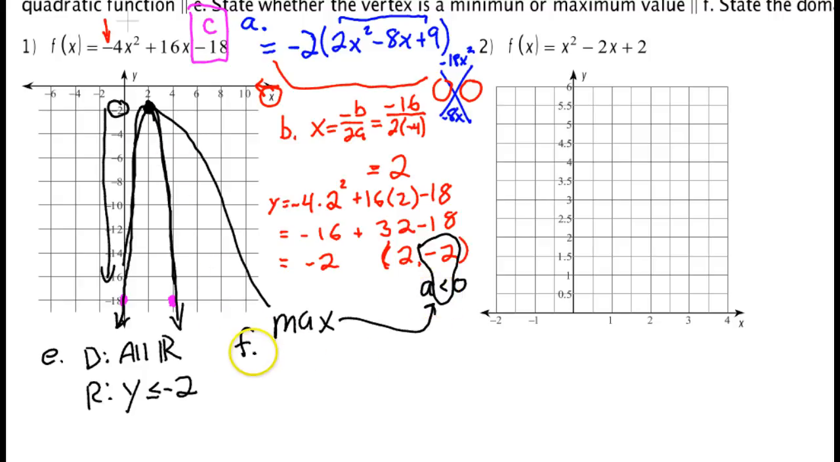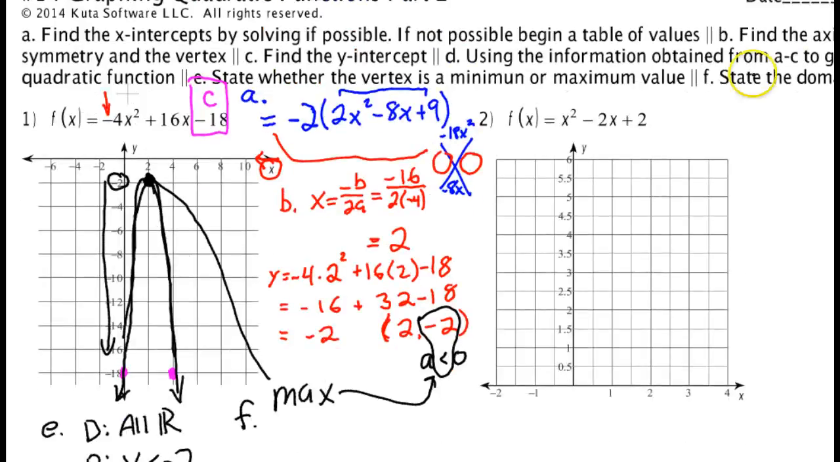So letter F you can answer before any other question without writing anything down, just by looking at the sign. Say, opens down, it's a maximum. Opens up, it's a minimum. There you go. So you're going to try, and you might notice the directions on part A says, find the x-intercepts by solving, if possible. If not possible, you can make a table of values or a t-chart.